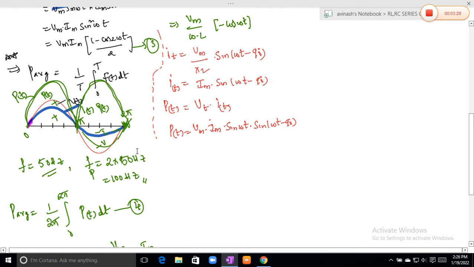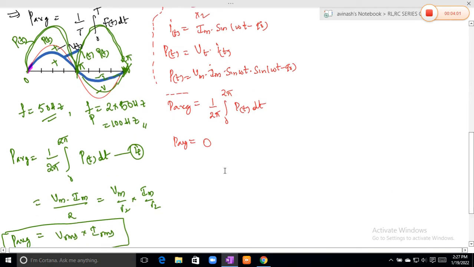Then after that, what we require to find here is the average power. What is average power? Average power is equal to 1 upon 2 pi integral 0 to 2 pi P of t dt. Again substitute the same formula, and the average power for a pure inductive load will be 0. If you solve this, you get the answer. We will also draw the waveform here.